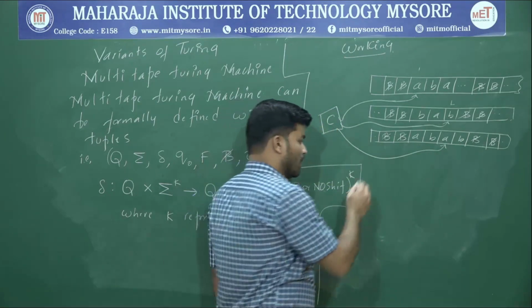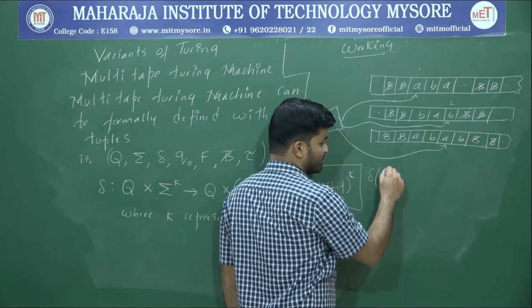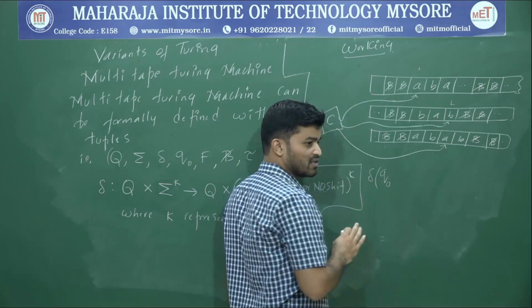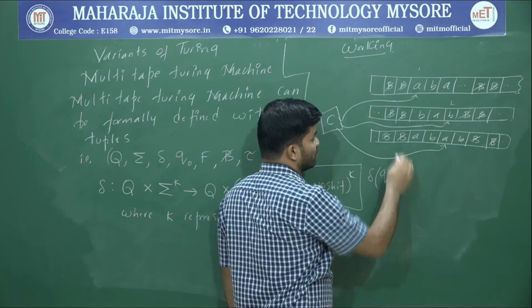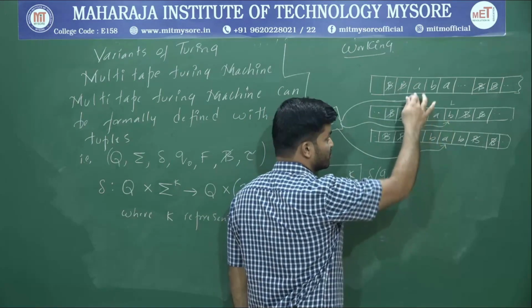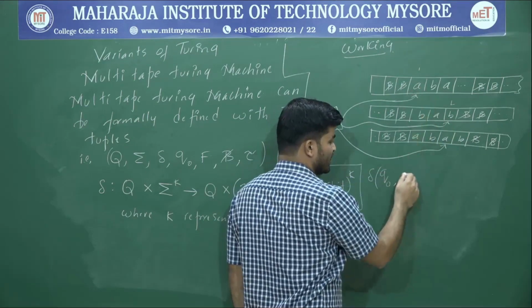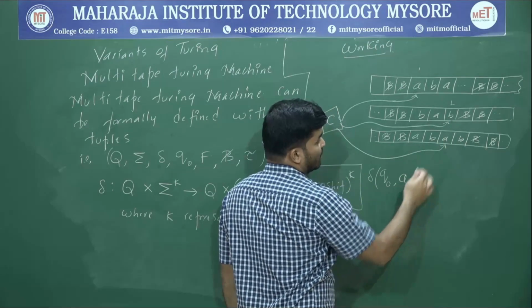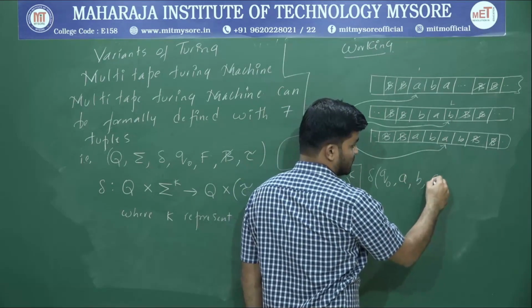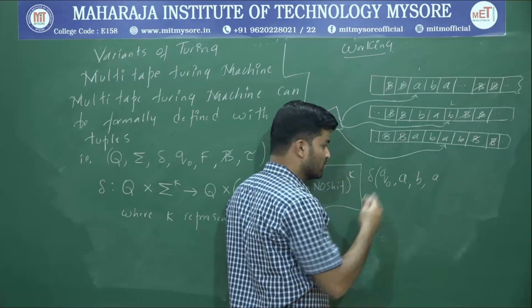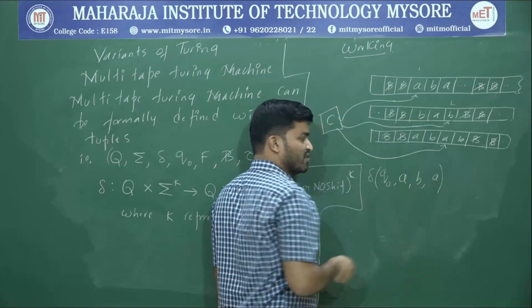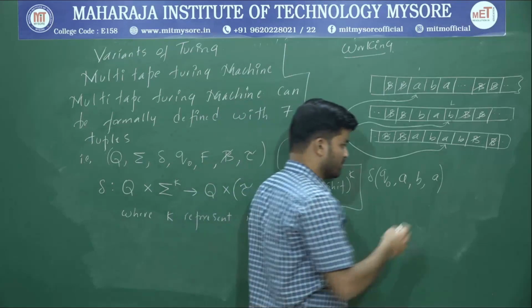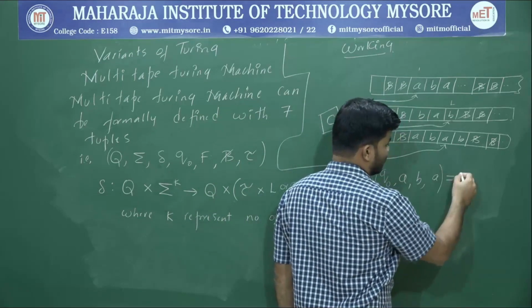Now how to write this delta? Suppose you are in some state, assume the state is q0. If you get an input, now I have to consider all the 3 inputs. With respect to the first tape, the input is A, with respect to the second tape, the input is B, and for the last tape, again the input is A. So I have to take all the 3 inputs from different tapes. Now what is the transition? It will go towards some other state.